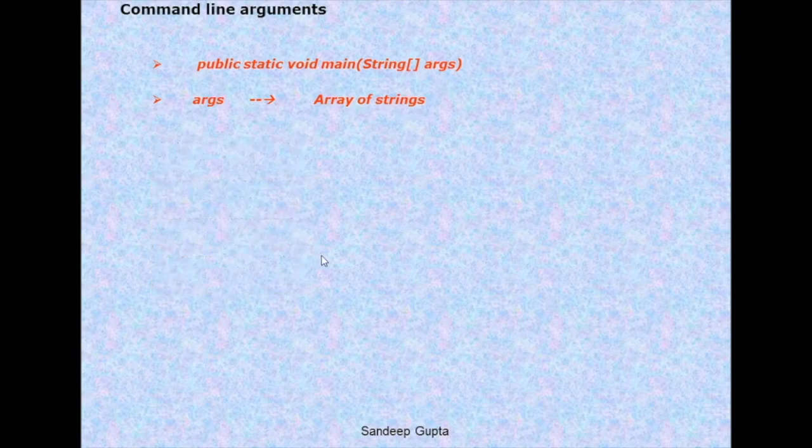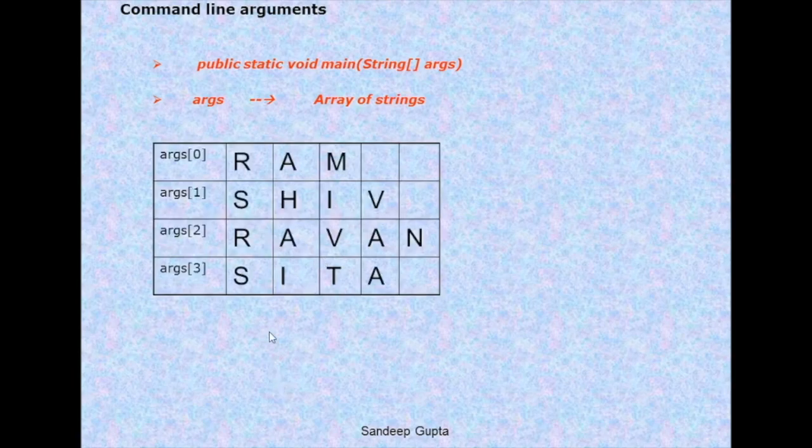It will look somewhat like this. If you look closely over here, this args is basically an array of 4 strings. Over here, args of 0 is Ram, args of 1 is Shiv, args of 2 is Ravan, args of 3 is Sita. So Ram, Shiv, Ravan, Sita are basically 4 strings. Also don't forget an array starts from position 0. So the 4 strings have position numbers 0, 1, 2, 3. So this args, which is an array of strings, will look somewhat like this.